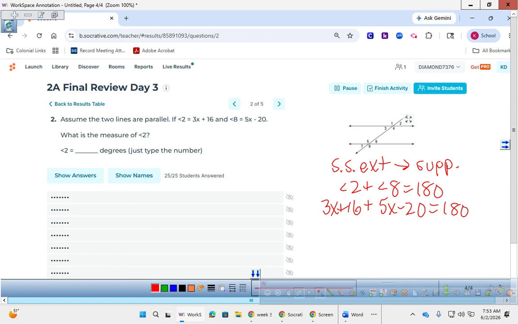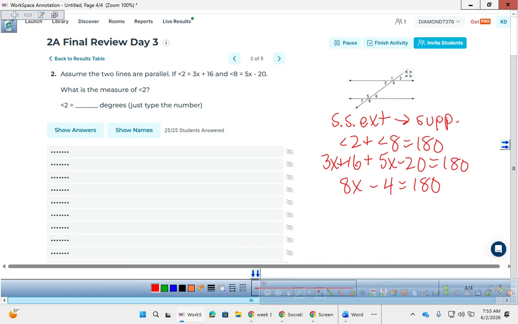So if we combine our like terms, we've got 3 and 5. That's going to make 8x. And 16 and negative 20 is going to make negative 4. Everybody okay with what I did there? Combining like terms? All right, I'm going to add the 4. And that's going to get me a 184. And then I'm going to divide by 8. So 8 goes into 184 23 times. All right, so x is 23, but the question doesn't say what's x.